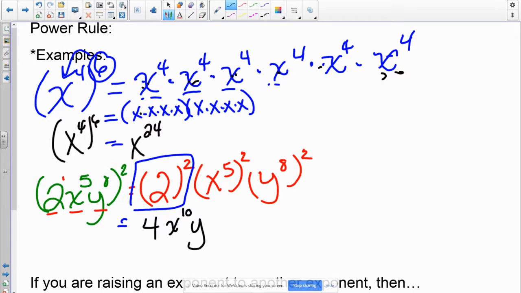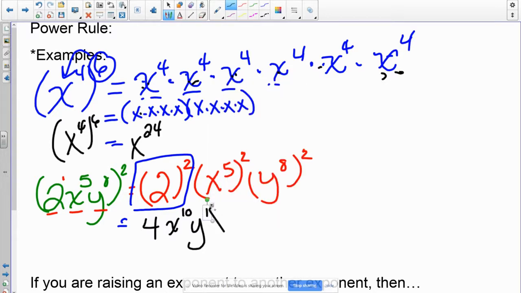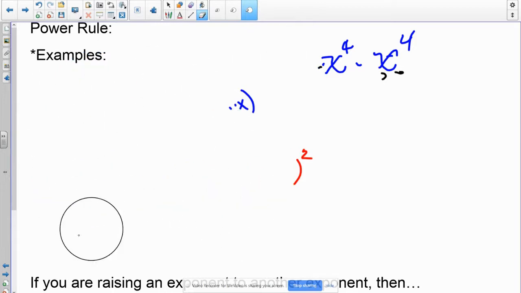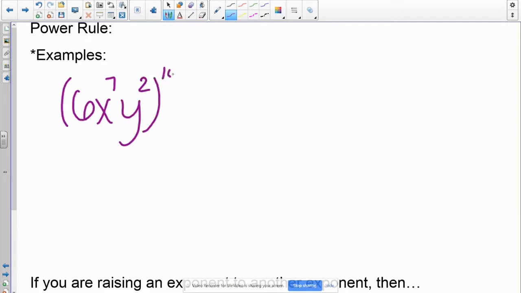Y would be my next variable. So I have 8 y's and 2 powers of those. So 2 powers of 8 would make 16 y's. So this would be 4x to the 10th, y to the 16th. Okay, a couple more examples, and then we'll finish up with the rule. So let's do one more like that one. Let's go 6x to the 7th, y to the 2nd, all to the power of 10.